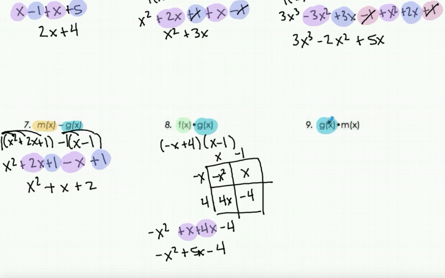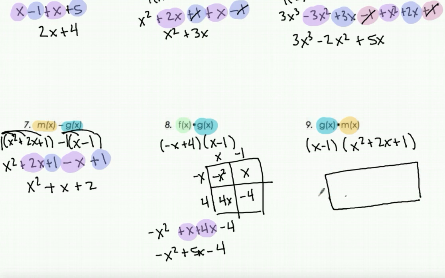On number 9, I've got g of x times m of x. So my g of x was x minus 1. My m of x was x squared plus 2x plus 1. So in this one, I've got a binomial times a trinomial. So that means I'm going to have a 2 by 3 box. So I'm going to put x and negative 1 down the side, and across the top I'll do x squared, 2x, and 1.